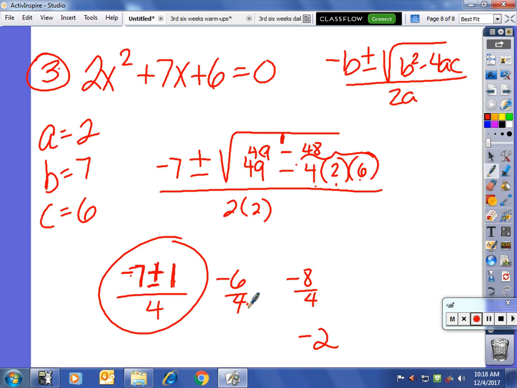Negative 6 over 4, I just need to reduce that. What does that reduce to? Negative 3 over 2. So this is what's happening on this parabola. It's crossing at negative 2. And it's also crossing at negative 1.5. So look how close these zeros are. This is a skinny parabola. It's not crossing at 2 nice whole numbers, but it's a nice easy decimal. Negative 1.5 and negative 2. Okay, not so bad?